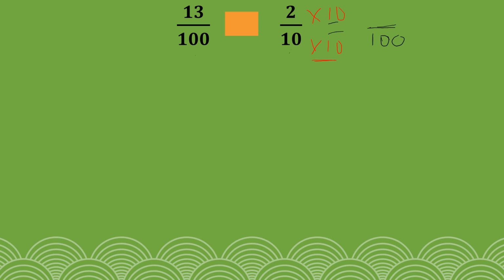What's your new numerator? 20. So now you're ready to decide which is greater, which is less. So I have 13 hundredths, 20 hundredths. 13 is less than 20. So 13 hundredths is going to be less than 2 tenths.